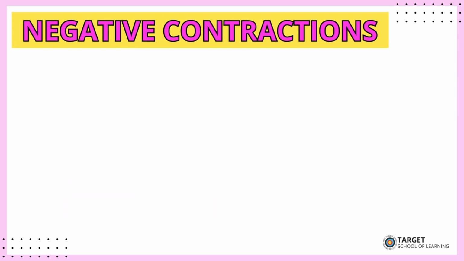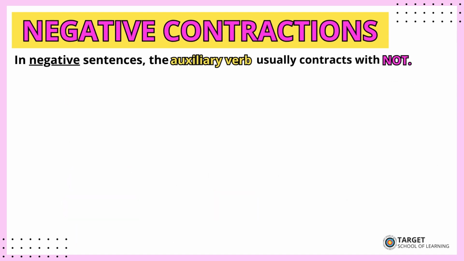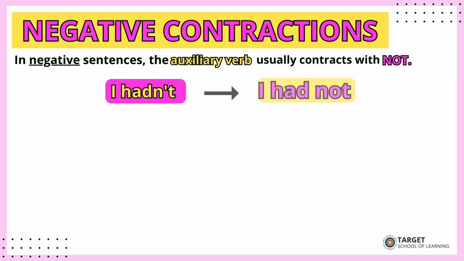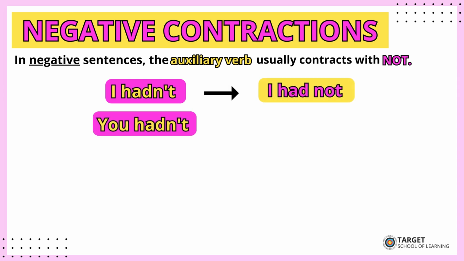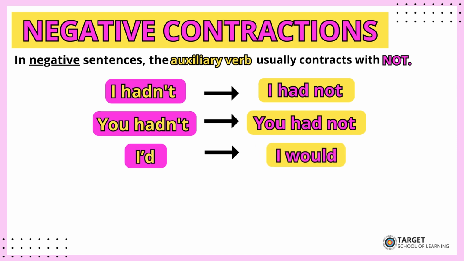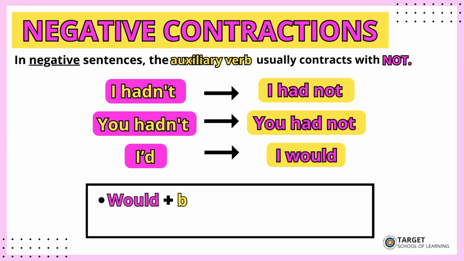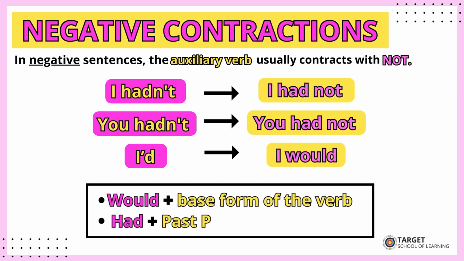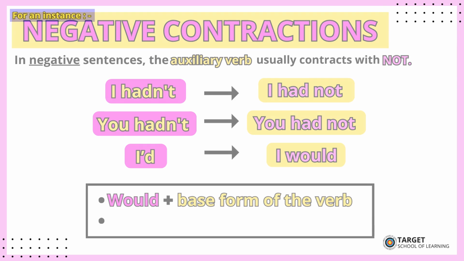Let's talk about negative contractions now. In negative sentences, the auxiliary verb usually contracts with not. So we hear I hadn't instead of I had not. You hadn't instead of you had not. I'd is also a contraction of I would. It's really confusing. But the clue is in the main verb that follows, because with would it's always followed by the base form of the verb, whereas had is always followed by the past participle.